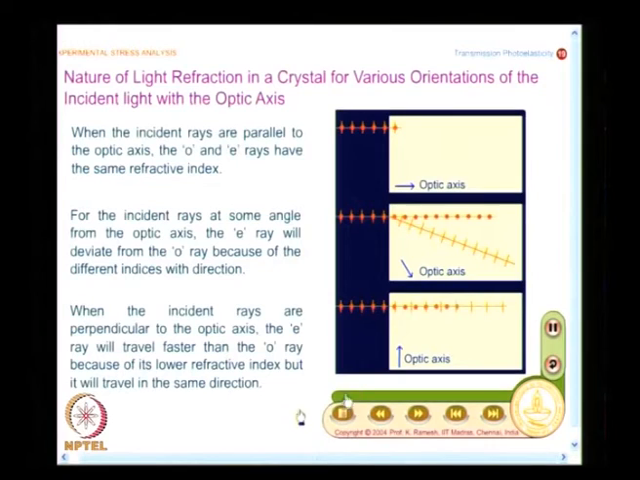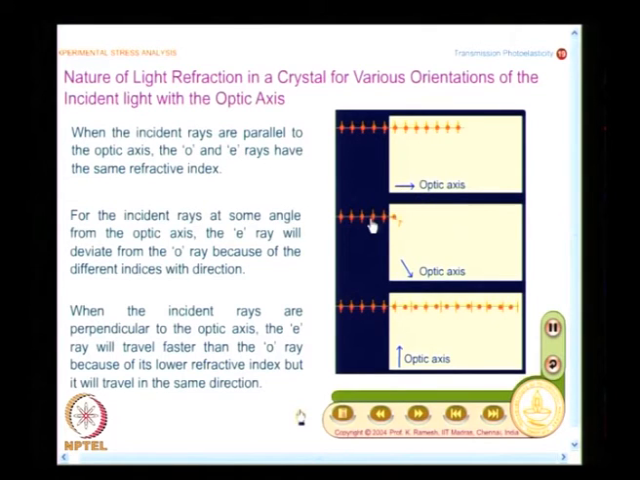Let us continue our discussion on transmission photoelasticity. For you to understand photoelasticity, you need to develop concepts related to crystal optics. One of the very important concepts that we saw in the last class was, when I have a crystal and light incident on it, I can look at the incident light with respect to the optic axis. In the first case, the incident light is along the optic axis.